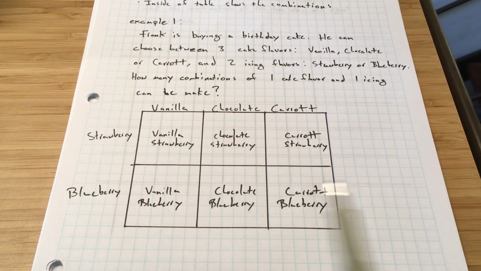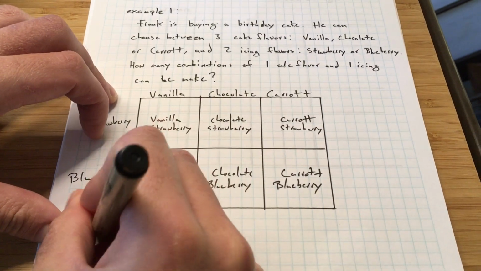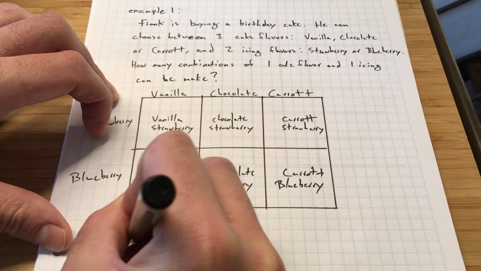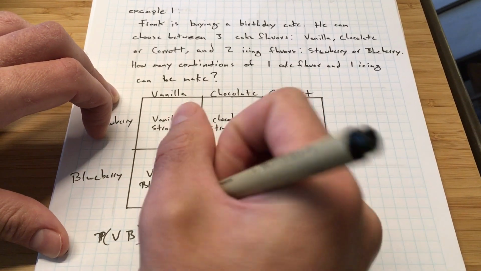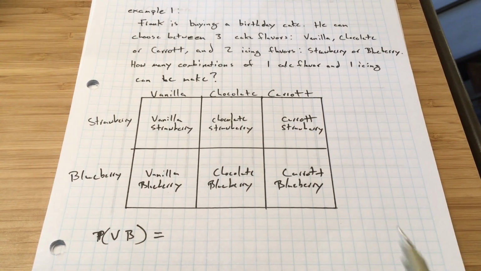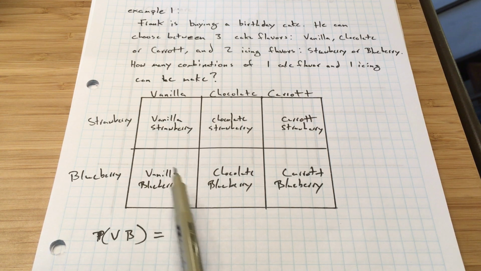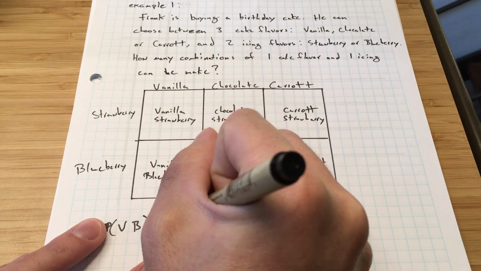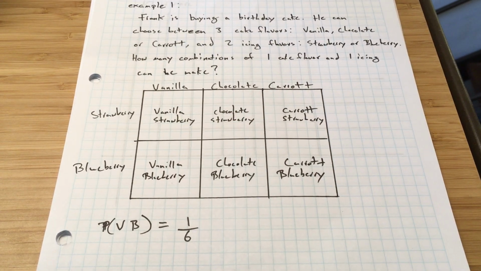So if we wanted to find the probability of one of these, like if I said, assuming he's picking it randomly, what's the probability he'll get vanilla and blueberry? I'm really abbreviating that there. We know that probability is the number of desired outcomes divided by the total number of outcomes. So vanilla blueberry is 1 cake out of 6. It'd be 1 divided by the 6 total combinations, and there's a 1/6 chance.